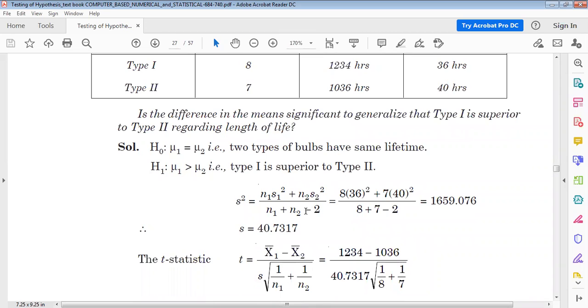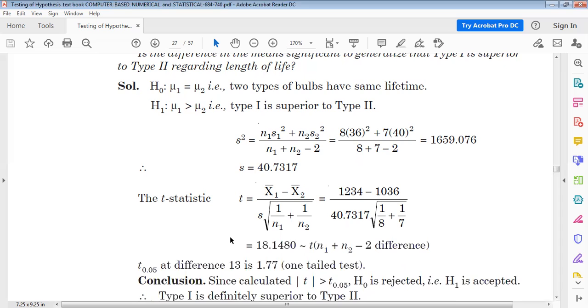This is the formula. After putting these values, S1 equals 36, S2 equals 40, N1 equals 8, N2 equals 7. Just putting these values, we get S equals 40.7317.